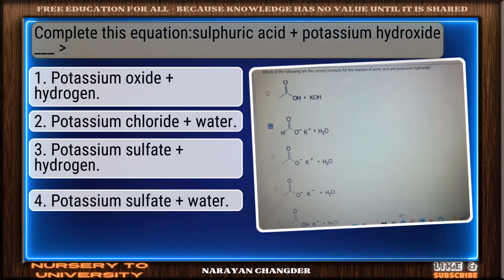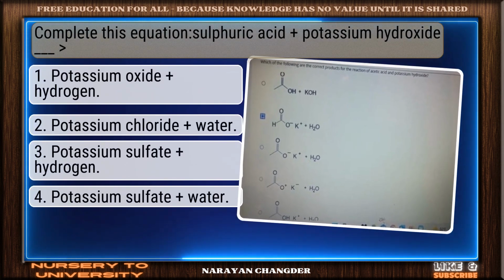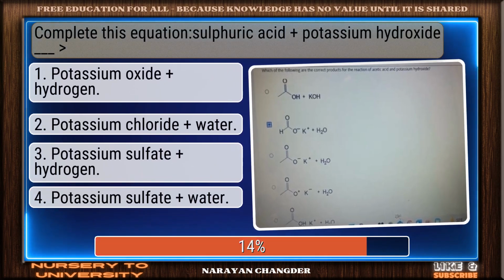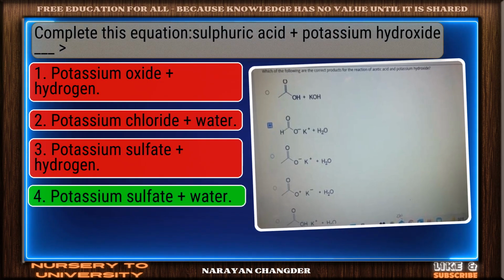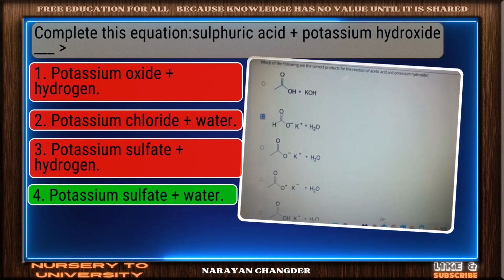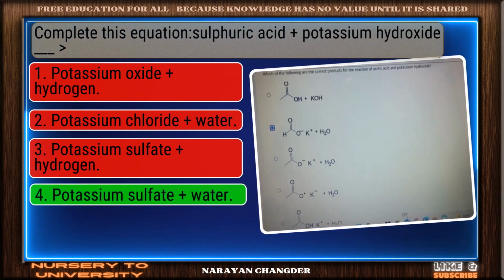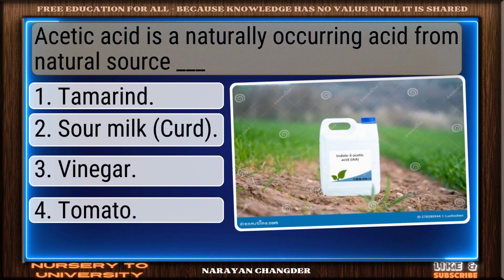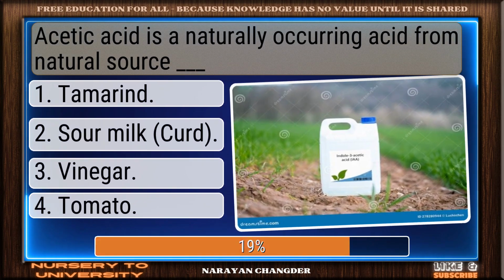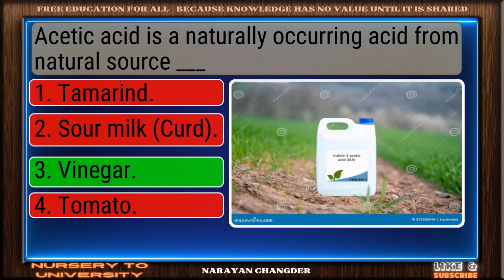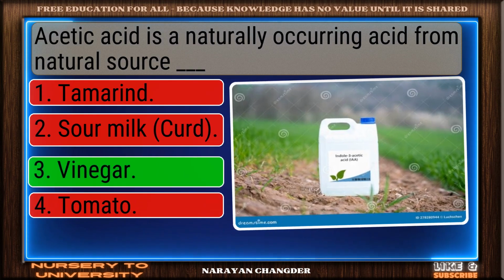Complete this equation. Sulfuric acid plus potassium hydroxide dash to. Right again. Potassium sulfate plus water is valid. Acetic acid is a naturally occurring acid from natural source dash. Clear logic. Vinegar is sound.